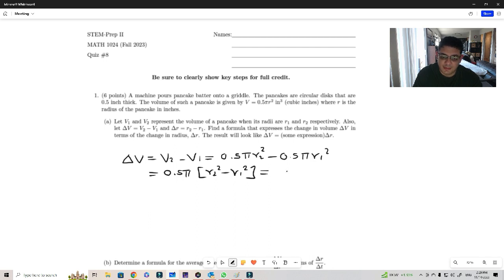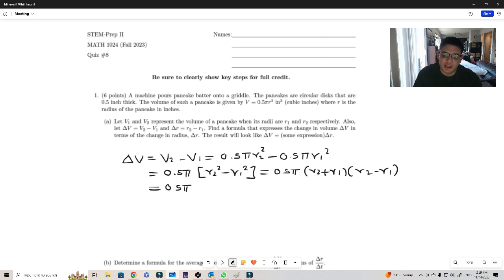But now this is a difference of squares. If you remember in class, we mentioned that we can use the algebra expression to simplify this value. So this is going to be R2 plus R1 times R2 minus R1. This is the difference of squares. In the practices and your homeworks, you get to use this difference of squares, or you also get to use the difference of cubes. And those are the main things you need to pay attention to when working with this type of scenario.